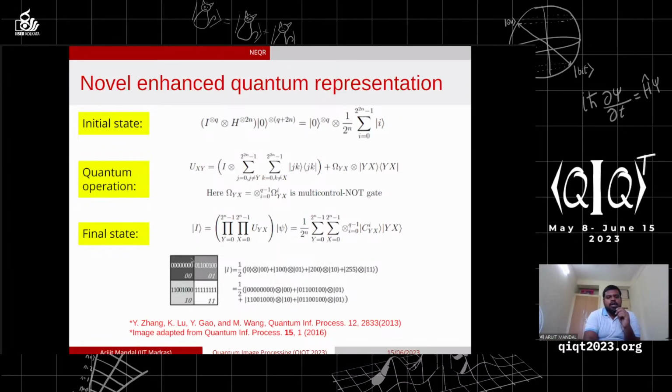Now again one small example is shown here, and this figure is adapted from this article. Here you can see that this is a grayscale image, and the grayscale value on each pixel is represented in an 8-bit binary sequence, and the equivalent quantum state of this string is prepared, which is attached to the basis state, and finally this image is represented here. This is the quantum state for a NAQR image.